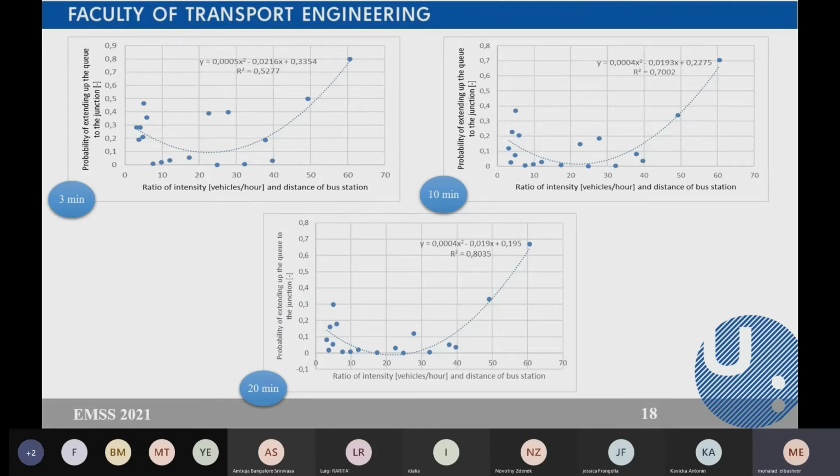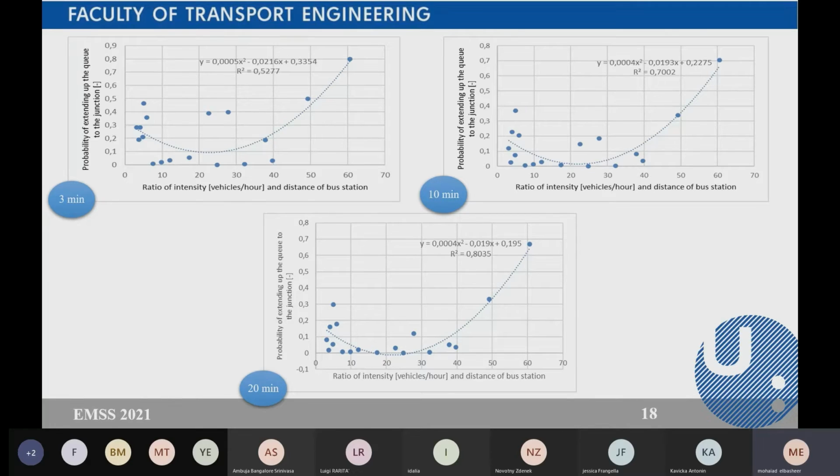The resulting dependencies are shown in the following figures. Each figure is intended for a different value of the bus headway time: 3, 10, and 20 minutes. So whoever uses the methodology must first determine which value of bus headway time will be most appropriate.